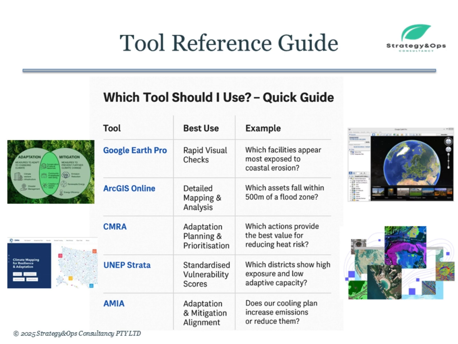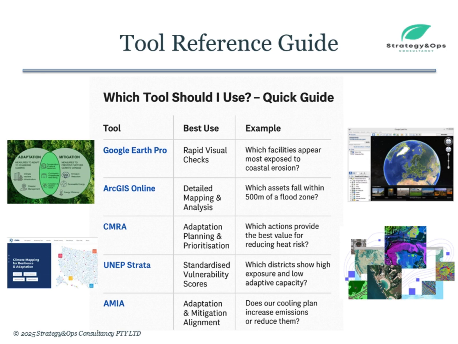Google Earth Pro is the quickest option when you need visual confirmation, such as checking if a facility is built near eroding coastline or reviewing land use changes over time. It's fast, free, and ideal for early scoping or stakeholder communication.